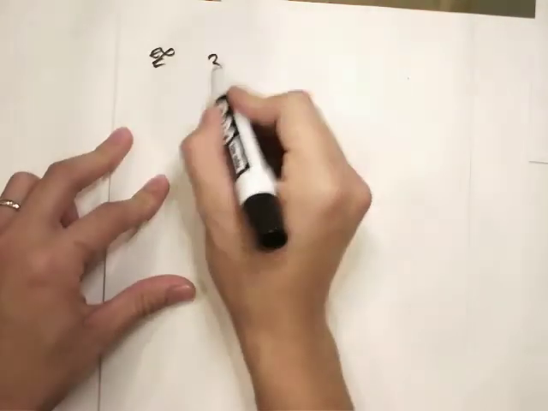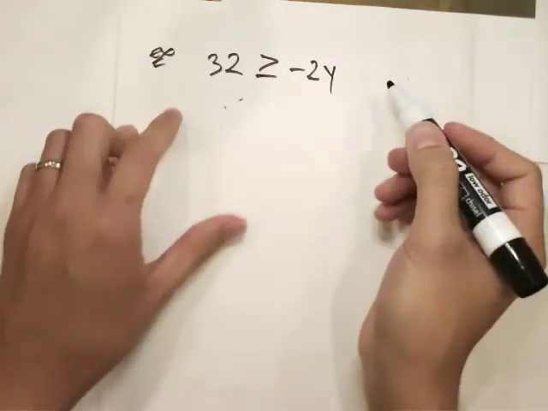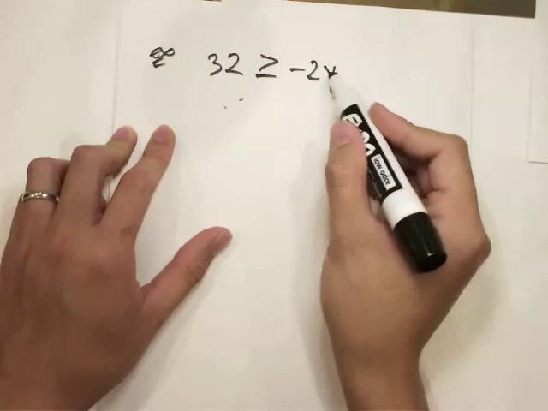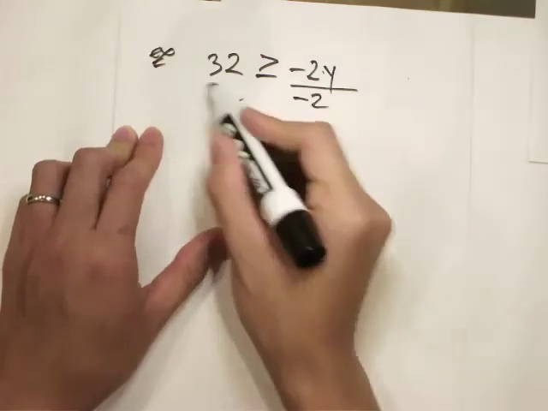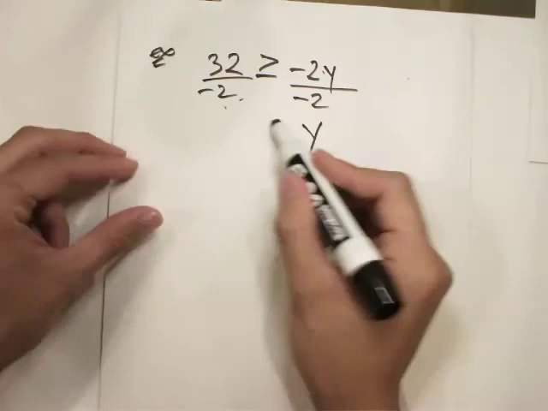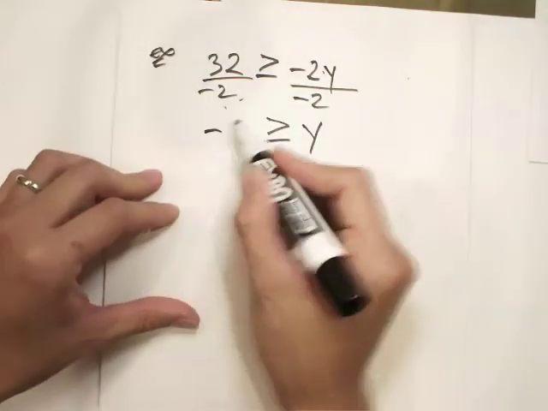I have 32 greater than or equal to negative 2y. And since I want to solve for y, I have to get rid of this negative 2. Getting rid of this means I have to divide both sides by negative 2. And so y, let's say I forgot to flip. I keep the same exact symbol, okay? So it's going to become negative 16.